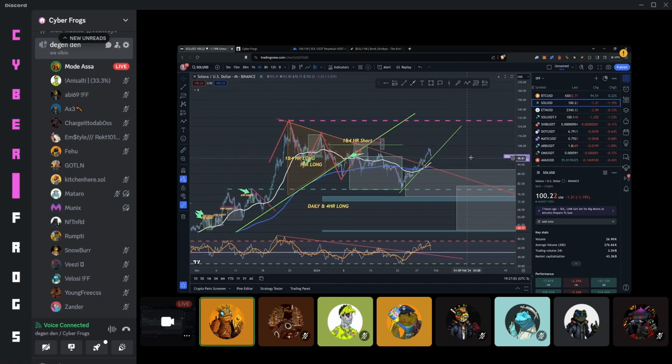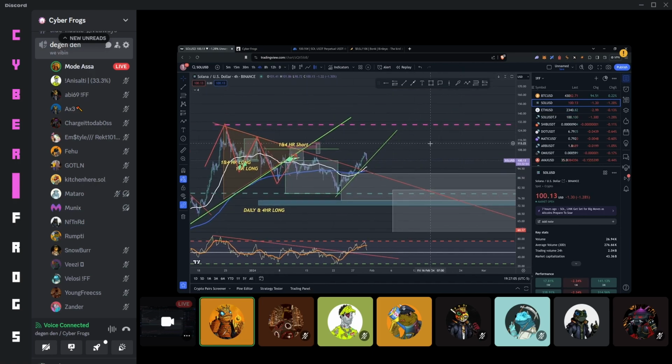Just interesting. I'm kind of surprised there's not any Thor shorts. Surprised there's not anything up here, if it continues up. But Thor's better than me, so I listen to it. It don't listen to me.